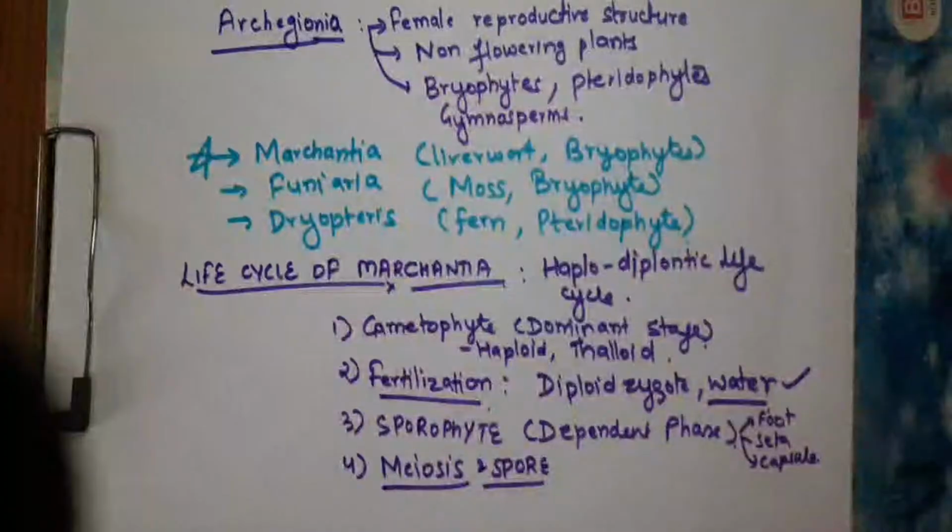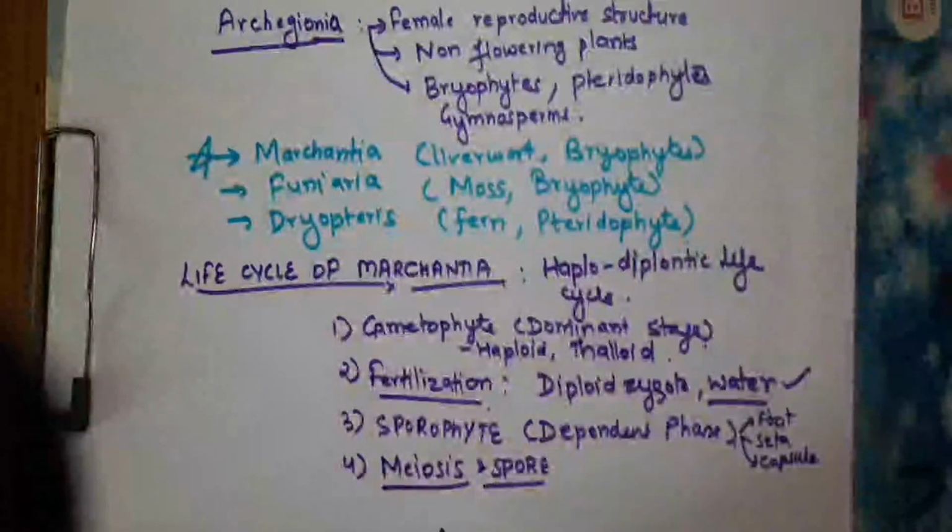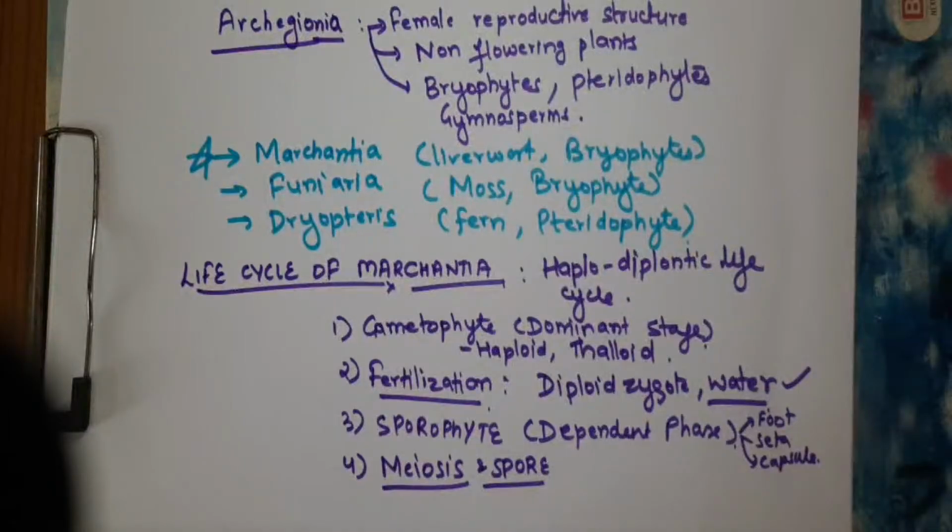Okay, and why is the alternation of generation required? In Marchantia, the alternation of generation ensures both sexual and asexual reproduction. So that's why there is alternation of generation in Marchantia.